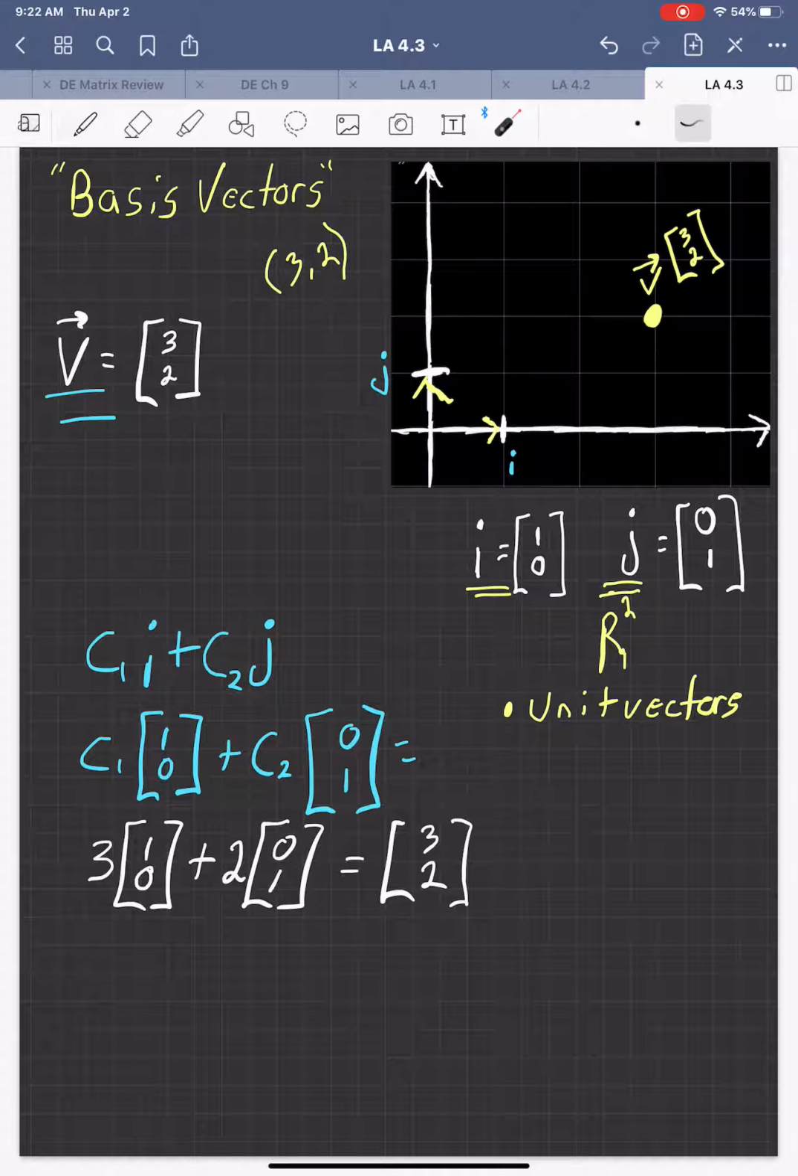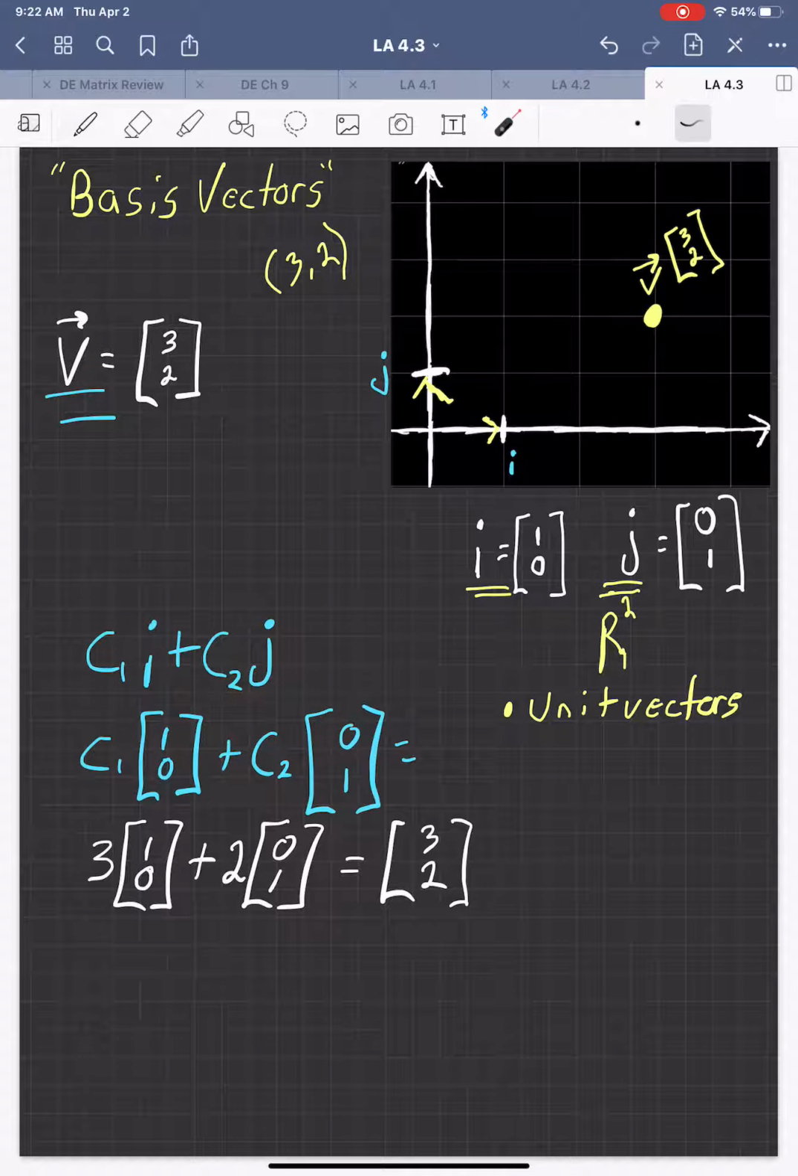So I and j are extremely important, but they're not important because of what I just did there. They're not important because they allow me to get to any point in space. In fact, any two vectors, and there are a few assumptions, as long as you're not dealing with the zero vector, and as long as they're not multiples of each other, any two vectors can get you to any other vector in the same space just by doing linear combinations.